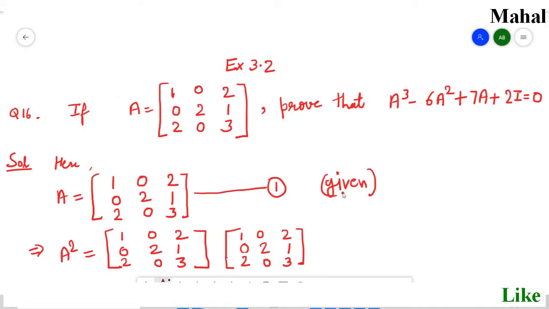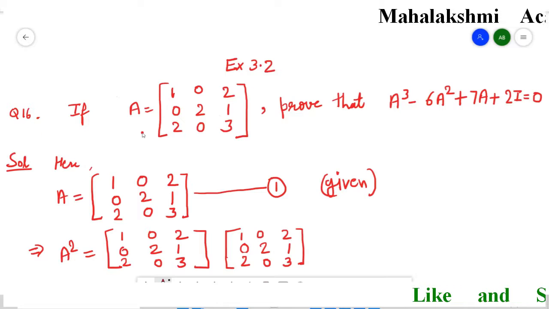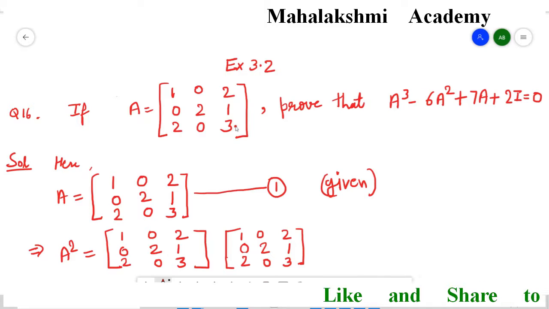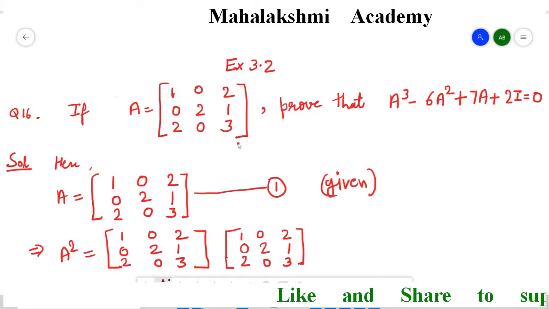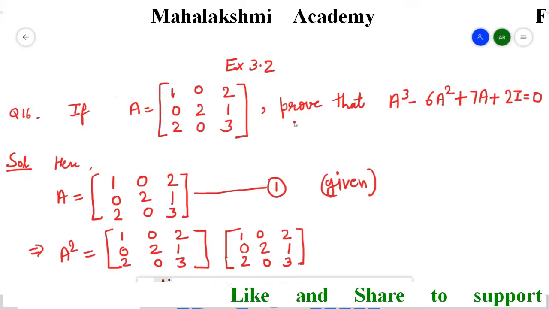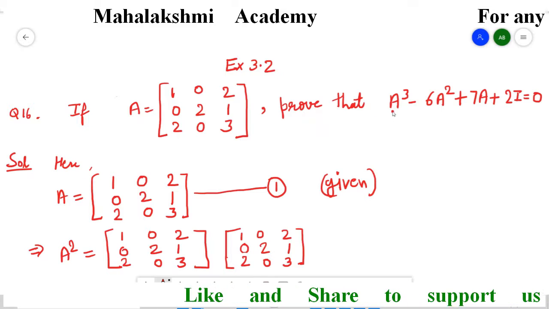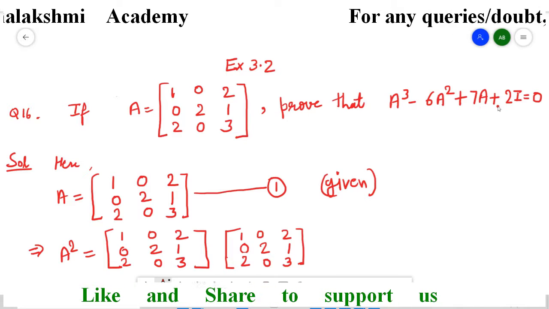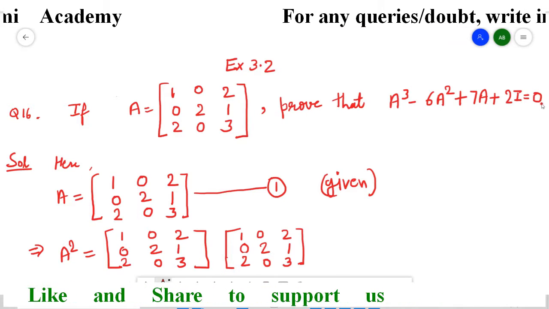Hello everyone, I am going to explain question number 16 from exercise 3.2. Question 16 is: a matrix A is given to us, and with the help of this matrix A we have to prove A cube minus 6A square plus 7A plus 2I equals 0.